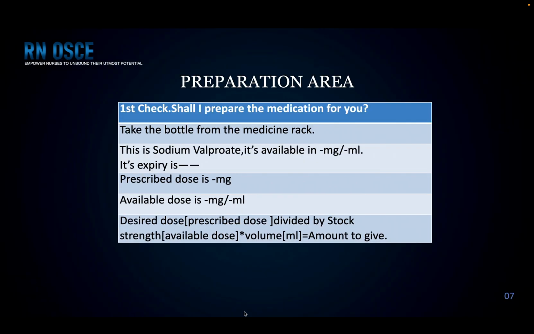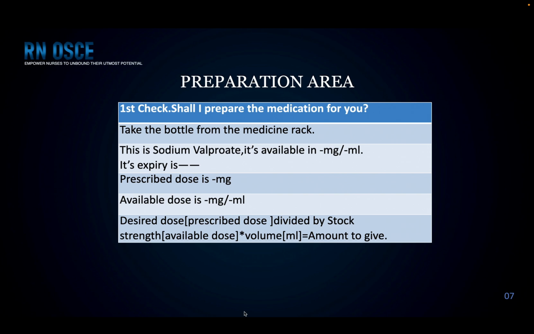Okay, I'm going to prepare the medication for you. I'm taking this bottle from the medicine rack. It's mentioned that it is sodium valproate, available in so and so mg in ml, and its expiry is so and so. My prescribed dose is so and so mg, but it may be available in a different strength. If the prescribed dose is 300 mg, it may be available in 250 or 200 mg.